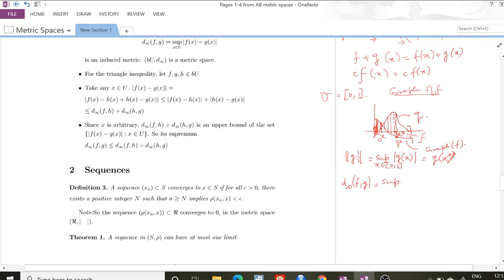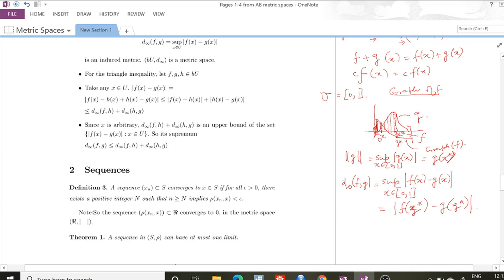So d infinity of f, g, which is the sup of these distances, |f(x) - g(x)|, as x varies across the entire domain, visually looks to me to be this distance, right? So g of x is larger, but I'm just taking the absolute value, sorry. So the distance between f(z*) and g(z*), okay?